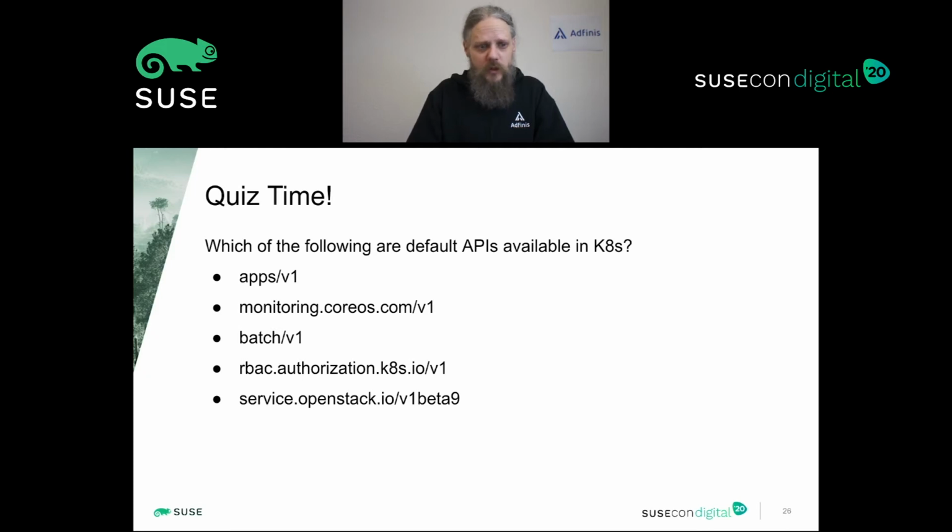Now for another quiz. There are quite some API versions. I've added a list here, and it's up to you to guess which of these are part of a default Kubernetes installation if no additional tooling was installed. Naturally, the monitoring.coreos.com, which is part of the Prometheus operator, isn't part of a default Kubernetes installation. Also, the OpenStack one isn't part of Kubernetes as well. That's something you would see in other clusters.